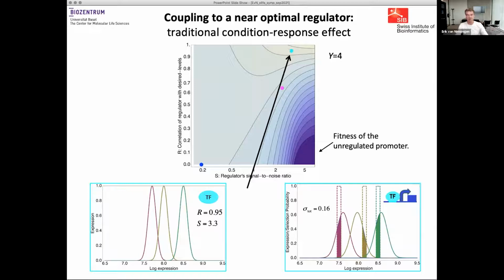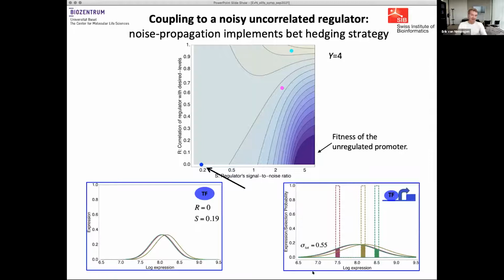If you couple to such a transcription factor, you will have the highest possible fitness. And basically, this is the standard condition response effect, right? The regulator is pushing the target up precisely the way it wants. But if you take instead a regulator that is very high noise and doesn't correlate at all with the desires of the target, you find that you also much increase the fitness of this target gene. But here, the origin of this increase in fitness is not regulation in a normal sense. Basically, the target gene uses the regulator as a source of noise to implement a bet hedging strategy that already makes its fitness much better.